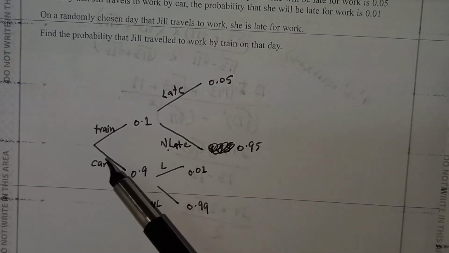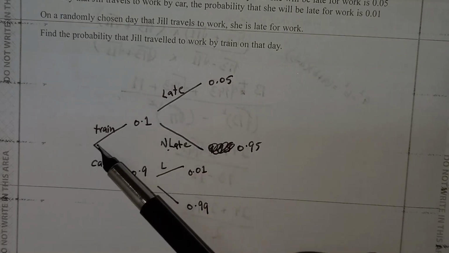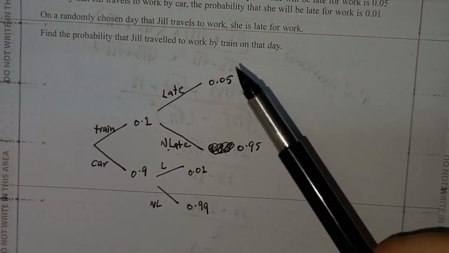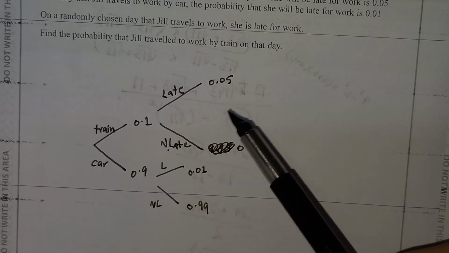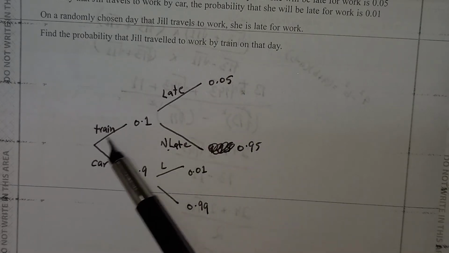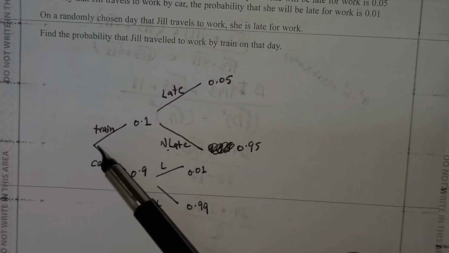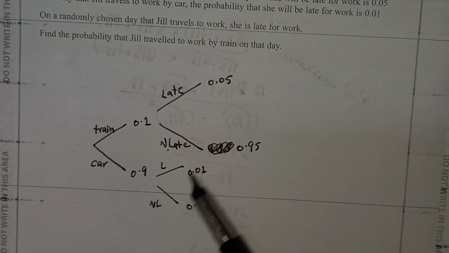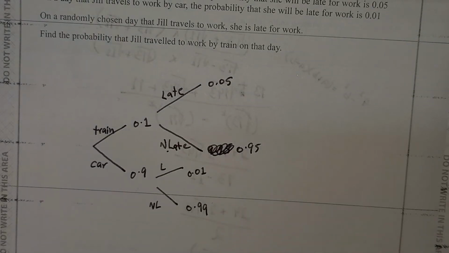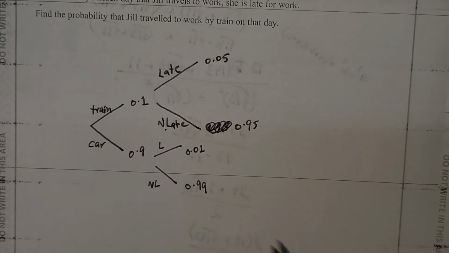But if they tell us she's traveling by train and she's late, or she's traveling by car and she is not late. So first, using the ands, you will find this probability, then you will find the car and not late probability, and then you will add them. But this is more just a side talk. We'll just stick to the question for now.